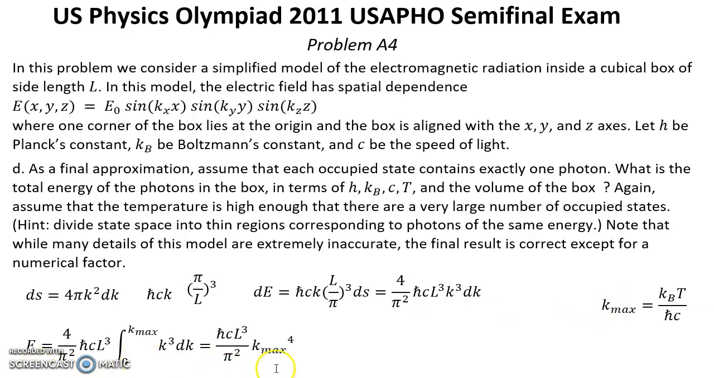After integration, we have this result. And now we can put in the expression for k maximum, this one. And the final result is this one, where V is the volume L cube. This result corresponds to the right dependency on temperature to the power 4. The only thing is that the numerical factor is not correct here.